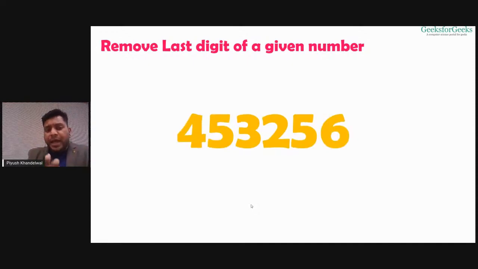Suppose another example, I have the number 453256, right? I want to remove the last digit. The output should be 45325. How are we going to do this? Can you tell me?